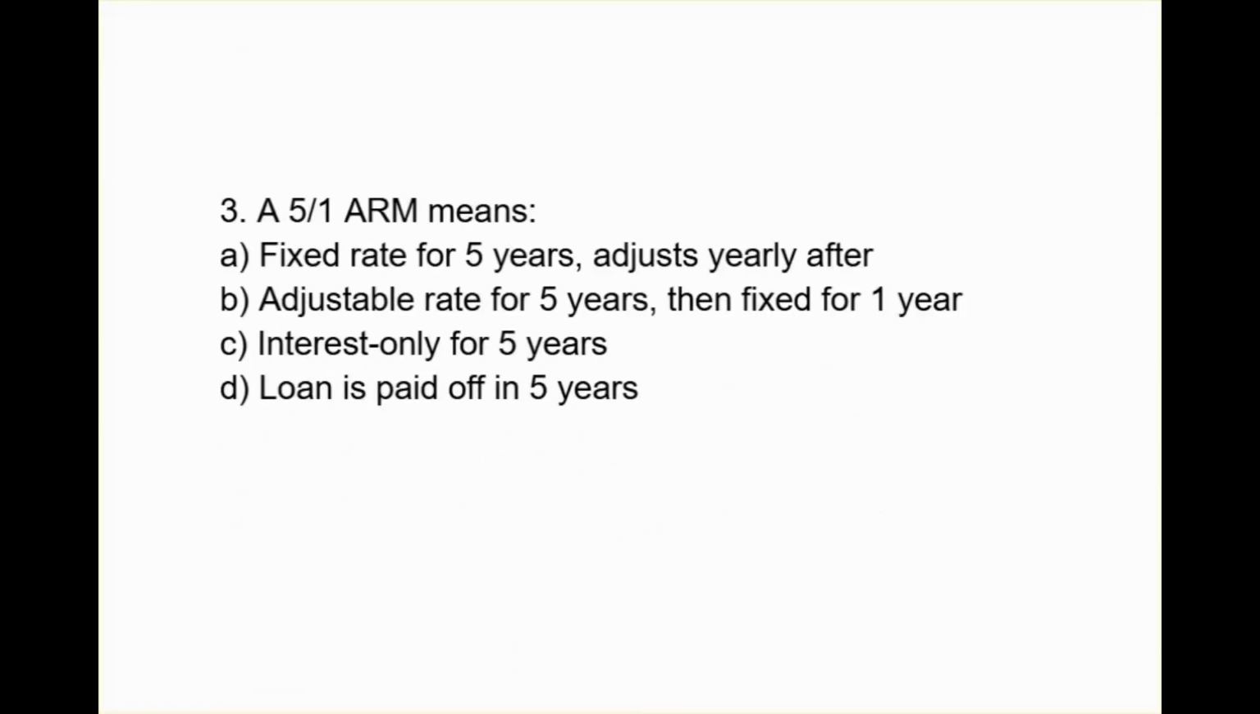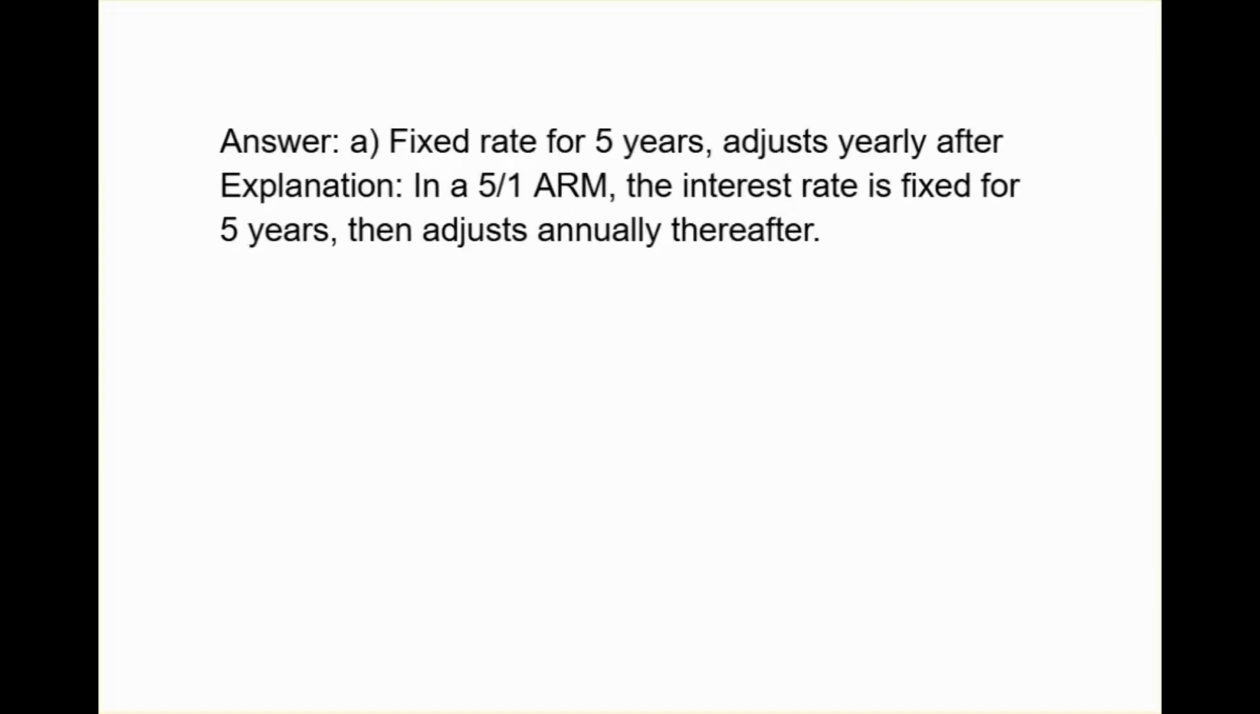A 5-1 ARM means: A. Fixed rate for 5 years, adjust yearly after. B. Adjustable rate for 5 years, then fixed for 1 year. C. Interest only for 5 years. D. Loan is paid off in 5 years. A. Fixed rate for 5 years, adjust yearly after. In a 5-1 ARM, the interest rate is fixed for 5 years, then adjusts annually thereafter.